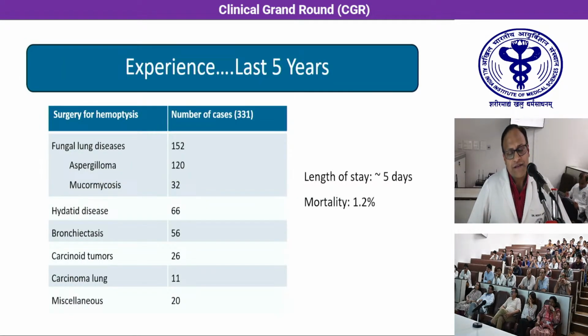So in the last 5 years, we have done close to 330 patients of hemoptysis only. And we can see here the fungal diseases form the bulk of the surgeries. It's almost kind of 50%, and that's still on top of the list.